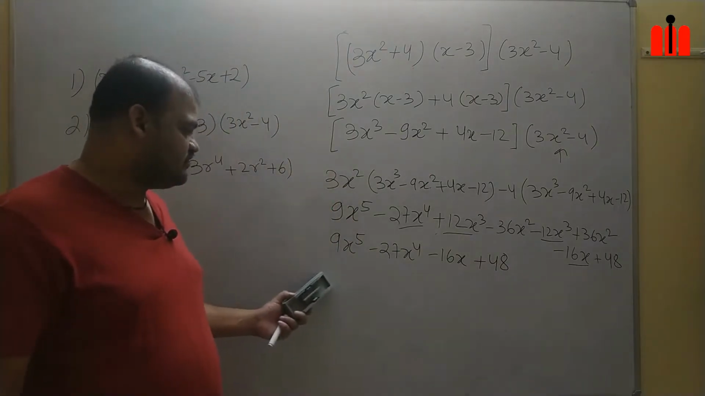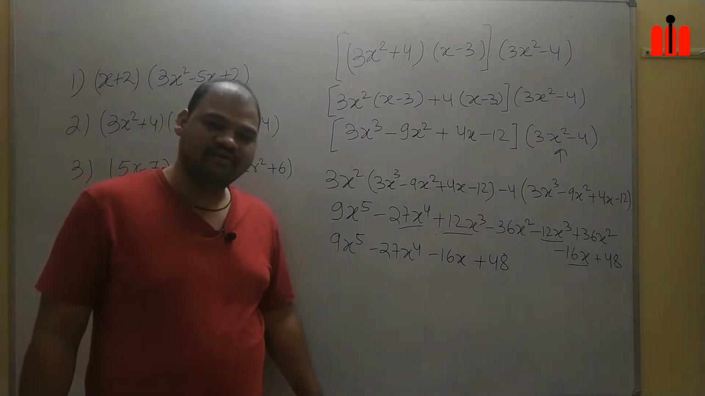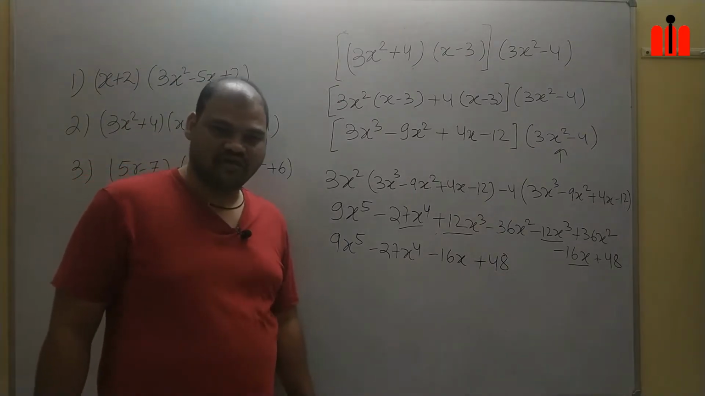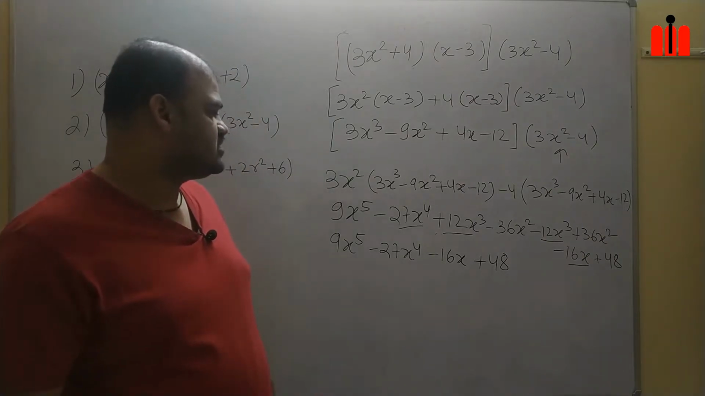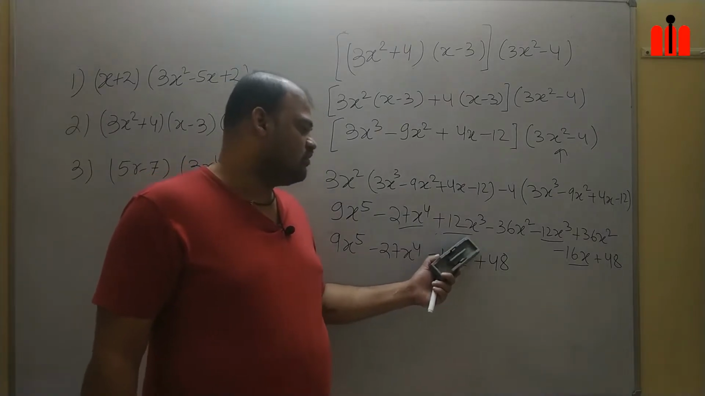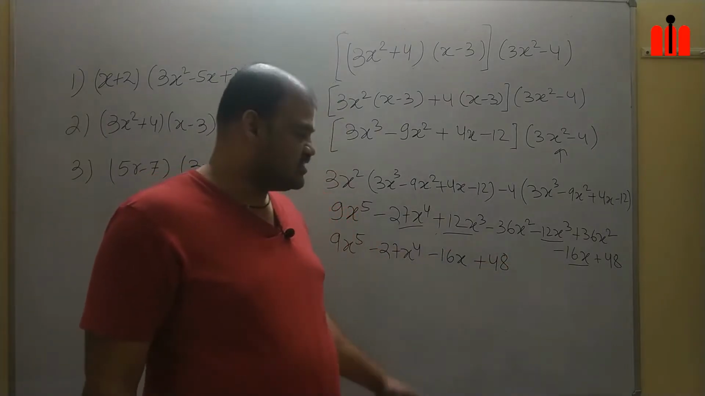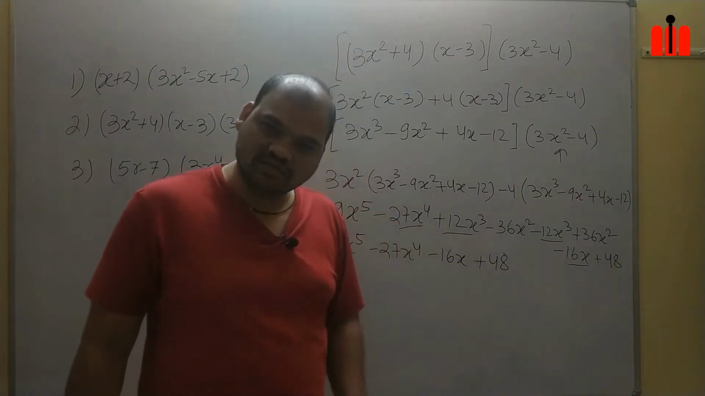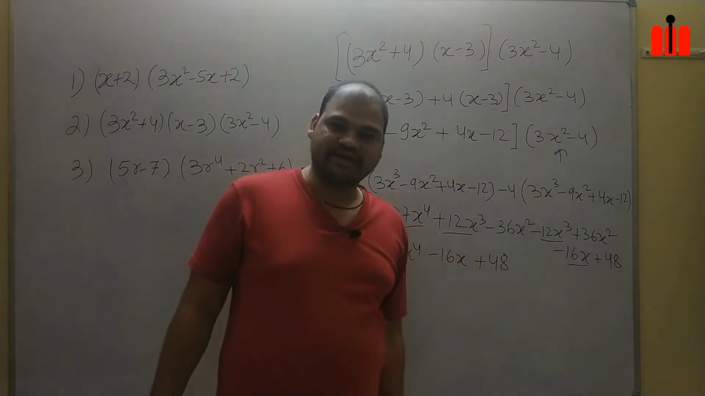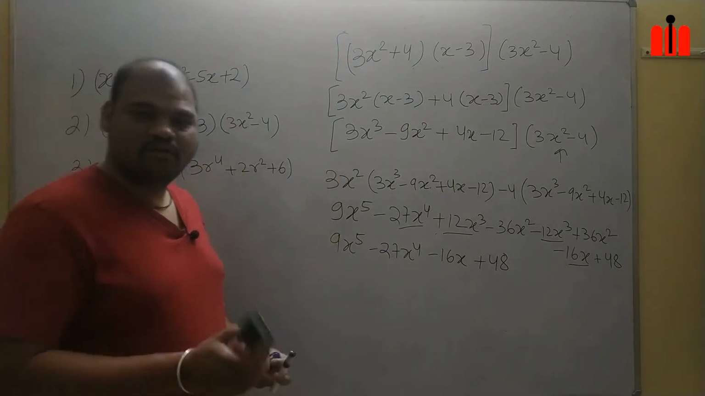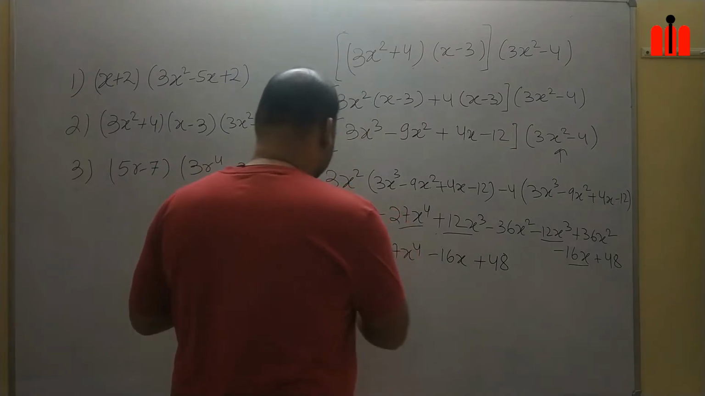And at last we got it as 9x to the power of 5 minus 27x to the power of 4 minus 16x plus 48. Before this we had seen that in this problem 12x cube is there and minus 12x cube is there, both will be cancelled. Minus 36x square and 36x square is there and both will be cancelled. So this completes problem number 2. Let's move on to problem number 3.